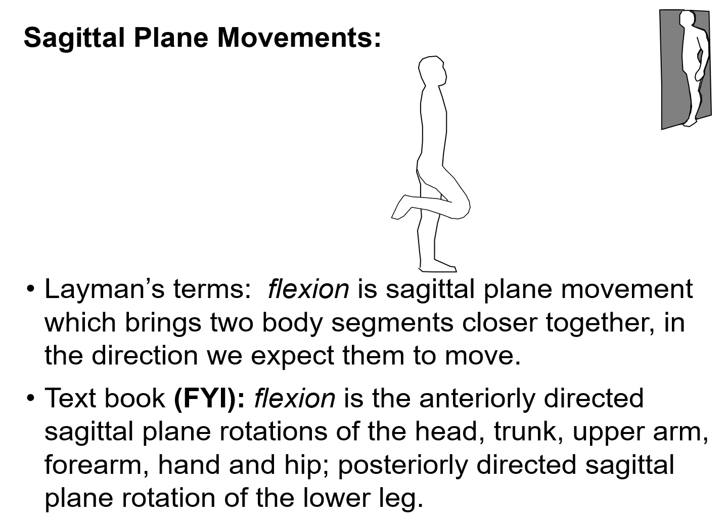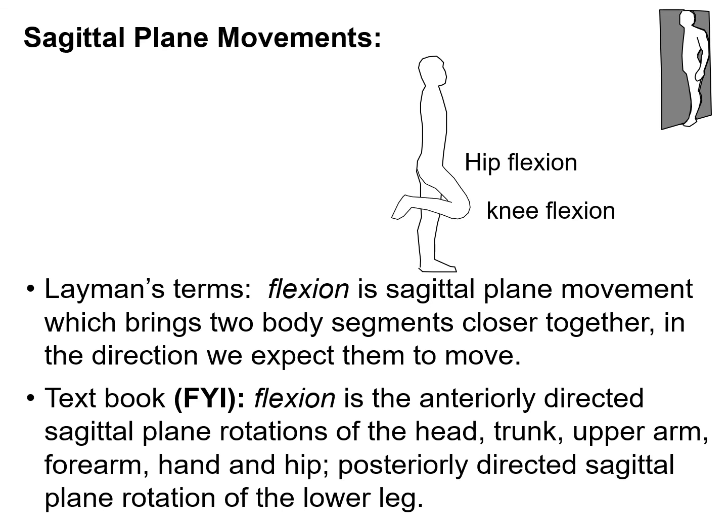So let's talk a little bit about sagittal plane movements. In layman's terms, flexion is sagittal plane movement which brings two body segments closer together in the direction we expect them to move. This is correct, but I prefer the textbook definition in which flexion is the anteriorly directed sagittal plane motion or rotation of the head, trunk, upper arm, forearm, hand, and hip. Those, when they move forward within the sagittal plane, that is flexion within the sagittal plane around the mediolateral axis. However, when we go below the hip, we're looking at posteriorly directed sagittal plane motion, usually of the lower leg.